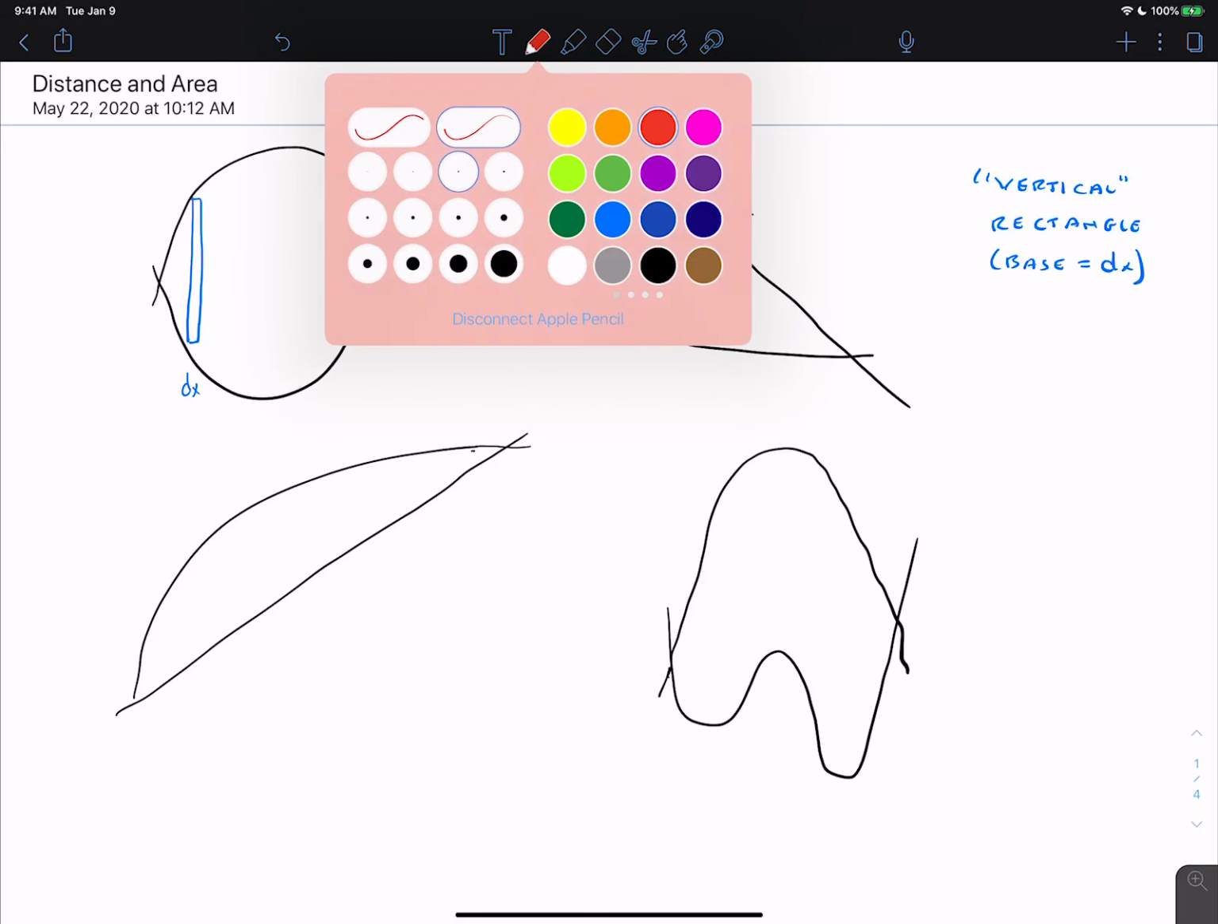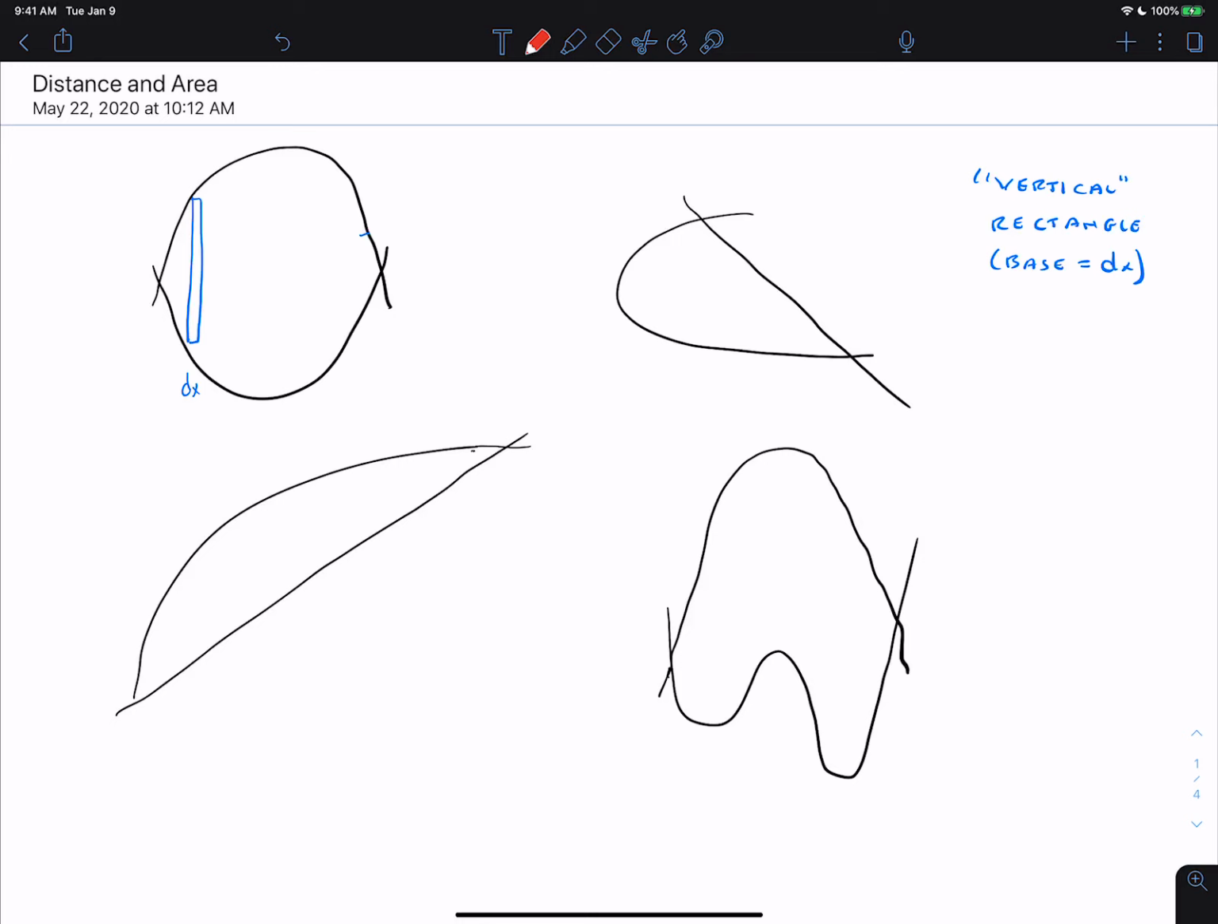In general, we're going to have an option to use a vertical rectangle like that, or what we'll informally call a horizontal rectangle, where the base would be dy. It's not always possible, but what we would prefer is to use one that is representative of the entire region. So the blue one, the vertical rectangle, is representative of the entire region because the boundaries don't change no matter where you draw that within the region.